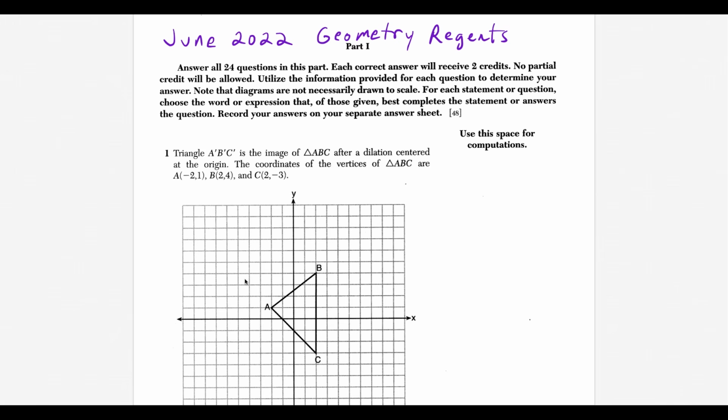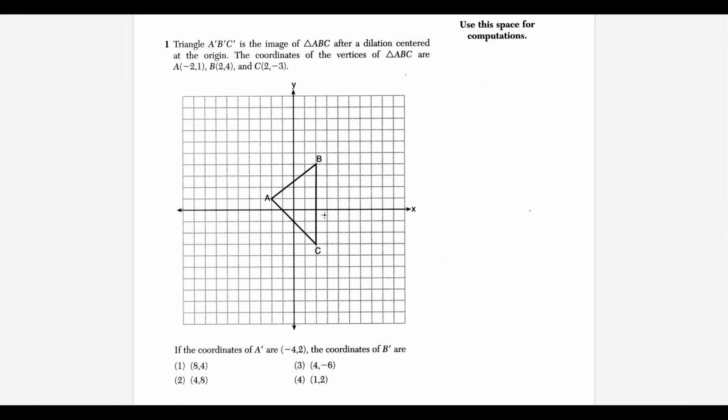So let's get started. For question 1, we have triangle ABC, and we're told that there's a dilation being done to this triangle. Here are the points for ABC. The image is A prime, B prime, C prime, and we're given the coordinates of A prime, which is -4, 2, over here. We have to find the coordinates of B prime, which is going to be somewhere over here in this neighborhood. If I had to take a guess, I would say 4, 8, but I'm going to do this a more technical way.